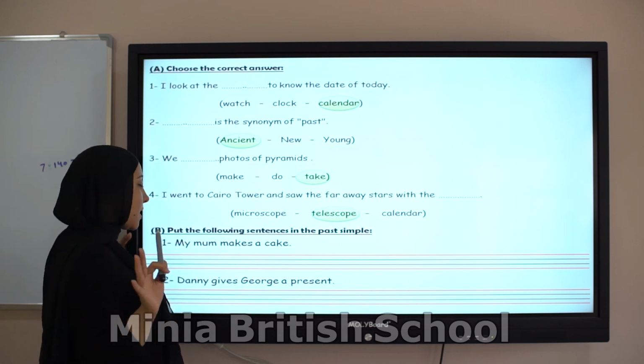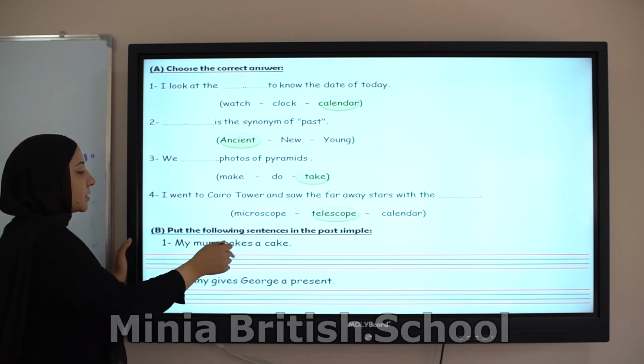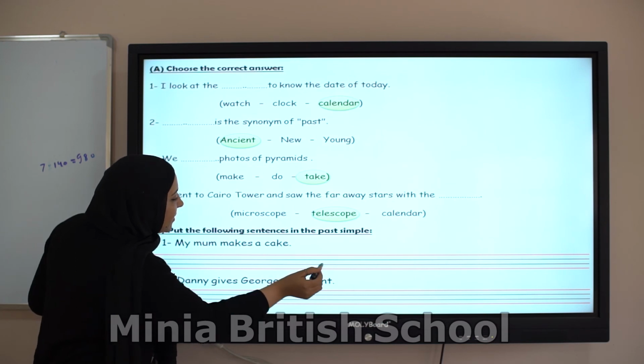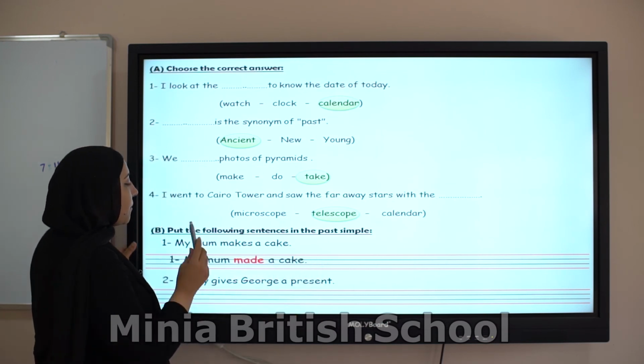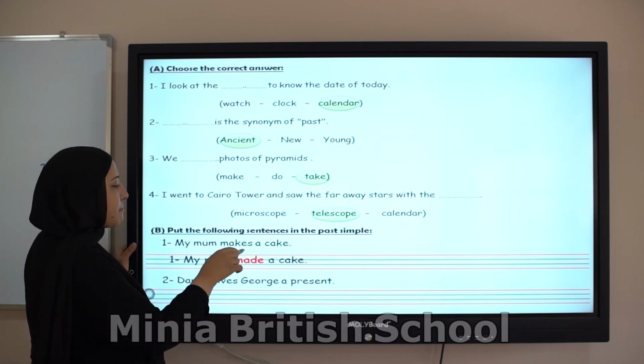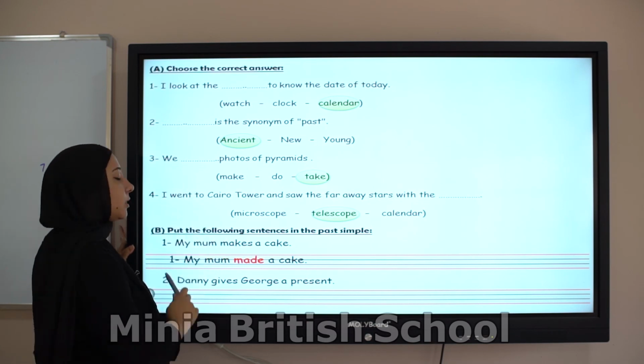My mom makes a cake. Put the sentence in the past simple. Here, makes. What is the past of makes? Clap for yourselves. Made. So I will write, my mom made a cake. Can I say only made? No. The form of the past only.